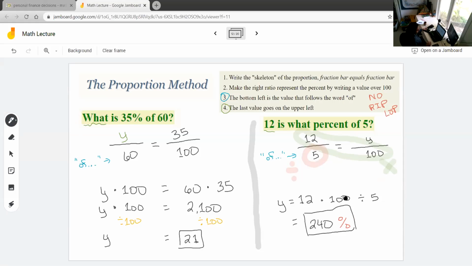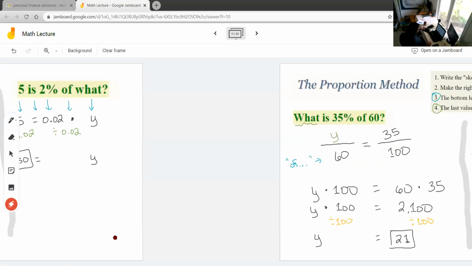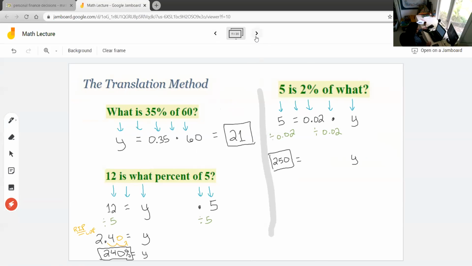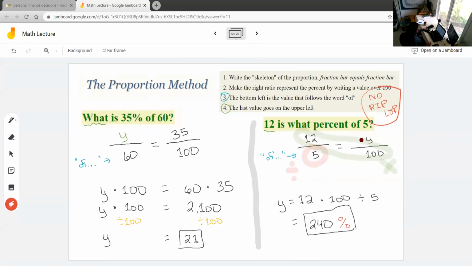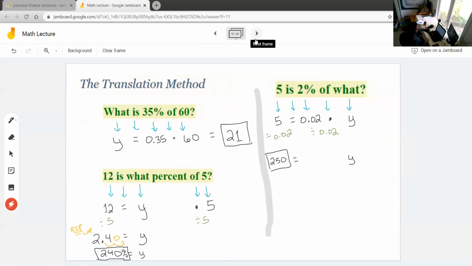When I do 12 times 100 divided by 5, I get 240, and I just put the percent sign on. There's no riplop in this method. No riplop. We have the over 100 that already does the equivalent. Okay, I still need to do the third one with proportion method questions before I move on to that. You don't need to learn both methods. Pick whichever method you like best.